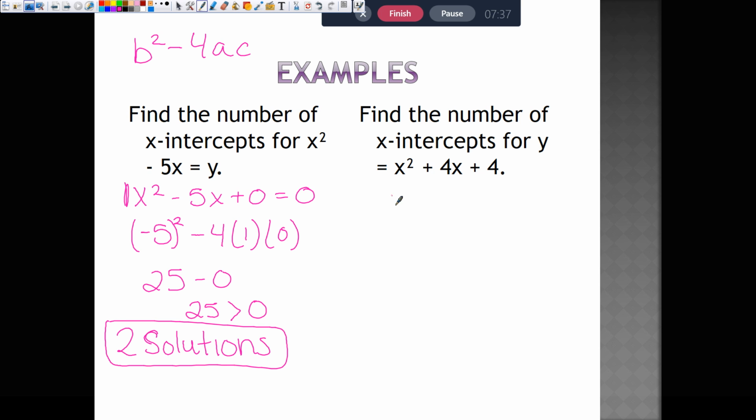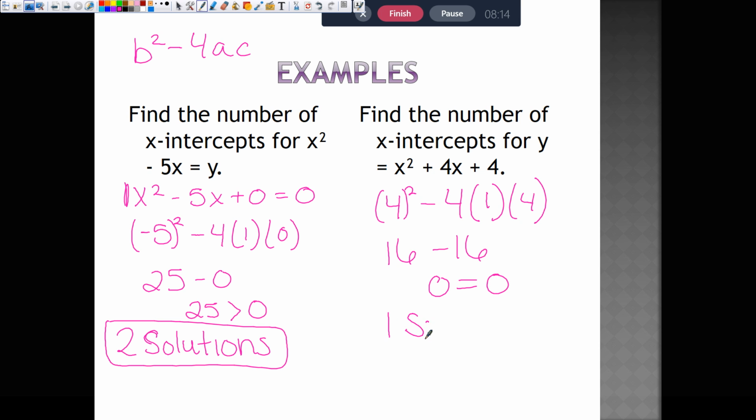Okay, so I'm going to substitute in my 4 squared minus 4 times 1 times 4, my c. Okay, 4 squared? 16. Negative 4 times 1? Negative 4. Negative 4 times 4? Negative 16. 16 minus 16? 0. Equal to 0. So how many solutions does it have? 1. If it's equal to 0, it has 1 solution.